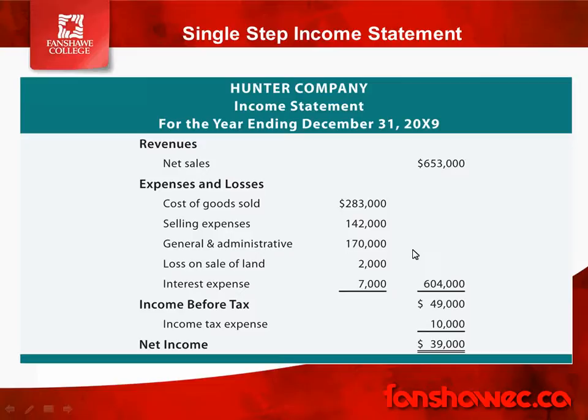So now that I have my total revenues and I have my total expenses, I'm going to subtract one from the other. I subtract my expenses from my revenues and I realize that I have an income before tax of $49,000. You can see that in this example, they've decided to do an alternate method where they keep income tax expense separate. So they give you an income before tax figure of $49,000, and then they subtract their $10,000 income tax expense to get to net income of $39,000. Okay?